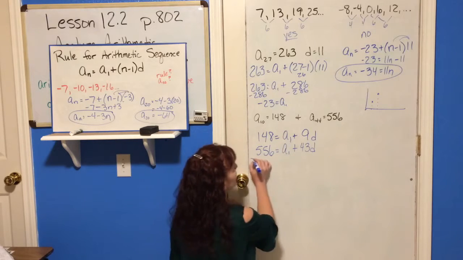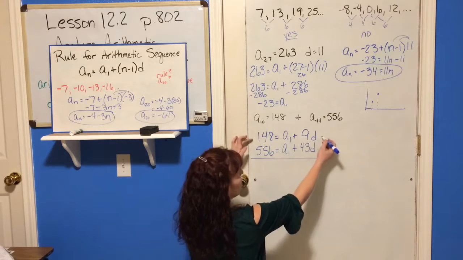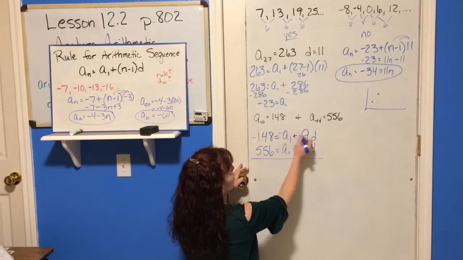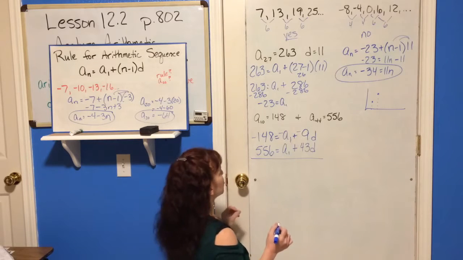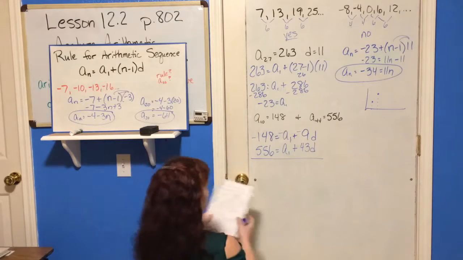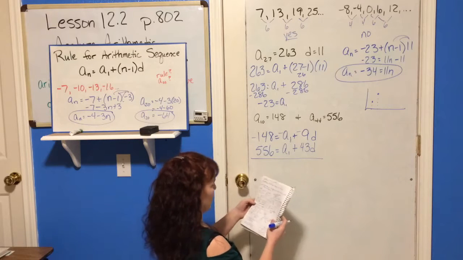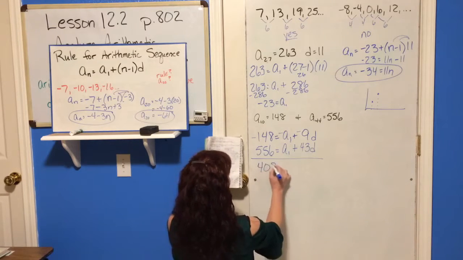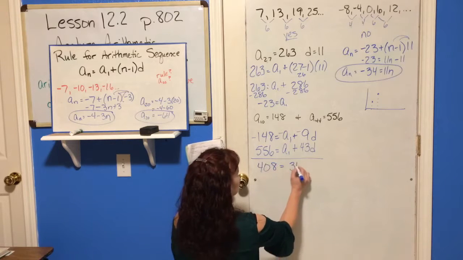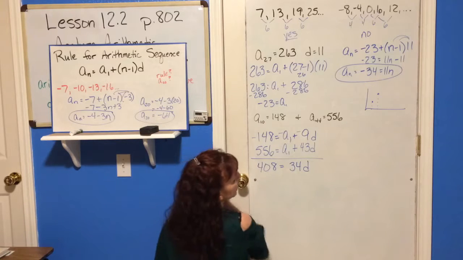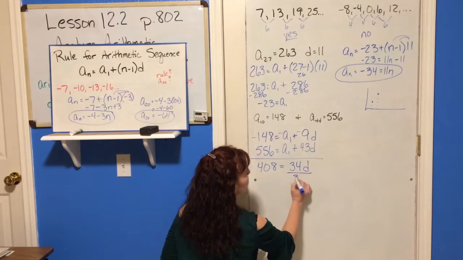So what I would do is make these numbers smaller to keep everything positive. I would subtract, so change all these signs and subtract. And when you do this, I did it in my notes and I have all these numbers. Okay, so then you're going to end up with 408 equals 34D, and some of you did that quicker than I could even do it. Okay, so then you're going to divide both sides by 34.